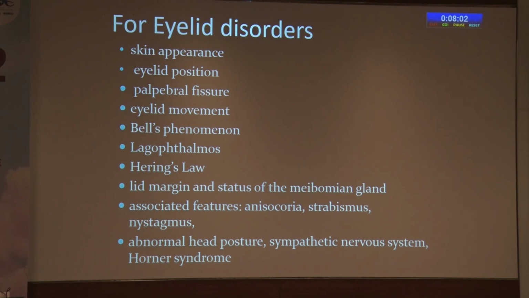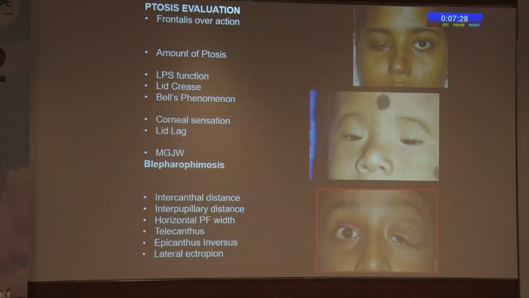Anyway, if you look at the eyelid, it's about the appearance of the skin. A lesion like xanthelasma could give you a clue. You look at the position, and it talks about a lot of aspects. The movement of the eyelids in myasthenia or myopathy, the Bell's phenomenon speaks a lot. Lagophthalmos could give you a clue. There are so many such finer points in examination which give us a lot of inputs towards diagnosing the condition.